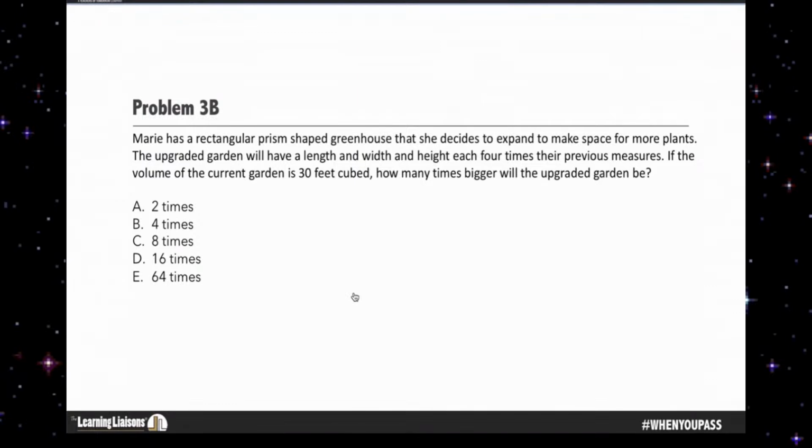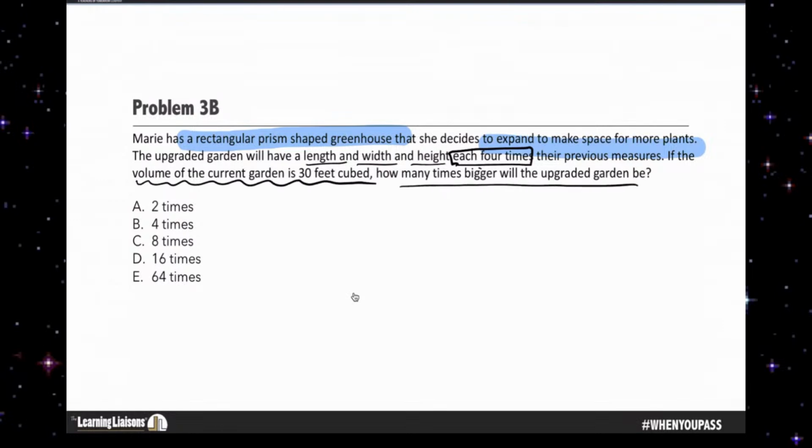So Marie still has a rectangular shaped something, but this time Marie has a rectangular prism shaped greenhouse that she wants to expand to make room for more plants. The upgraded garden will have a length, a width, and a height that are each 4 times their previous measure. If the volume of the current garden is 30 feet cubed, how many times bigger will the upgraded garden be?